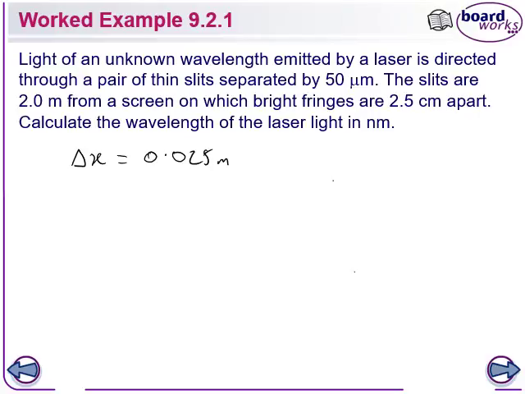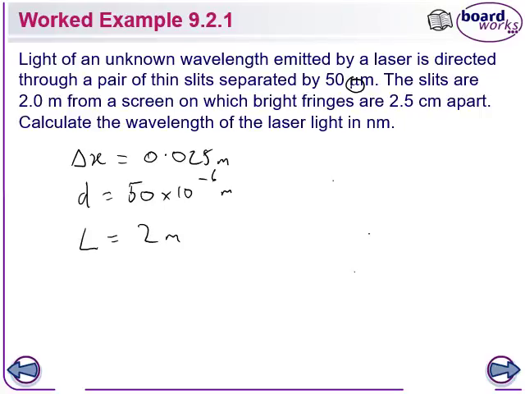Okay, what else do we know? We know our distance between slits, d, is 50 micrometers, which is 50 times 10 to the negative 6 meters. If you can't remember this little weird u, what's actually called a mu is micro, times 10 to the negative 6. What else do we know? We know our length from the slits to the screen, L, is 2 meters. And we just want our wavelength.